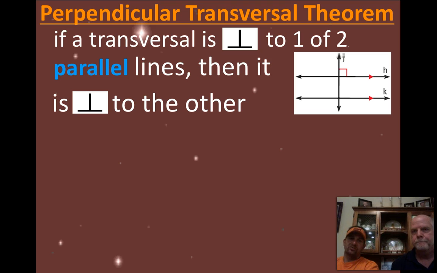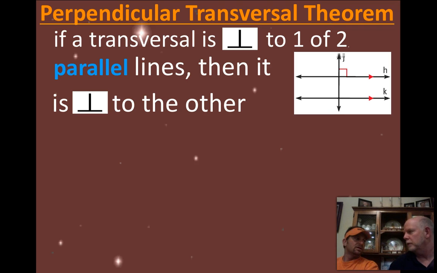It says if a transversal is perpendicular to one of 2 parallel lines, then it is perpendicular to the other. So really, if you have a set of parallel lines and the transversal makes one of them perpendicular, then you know the other one is perpendicular. That's just the way it is. You have to be given 2 things: that the 2 lines are parallel, and that the transversal is perpendicular to one of them. You need to see the box or 90 degrees or something like that.